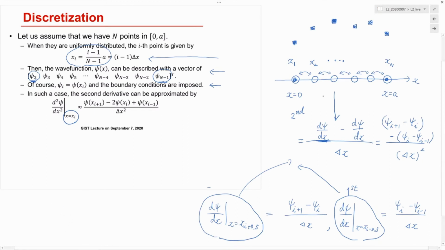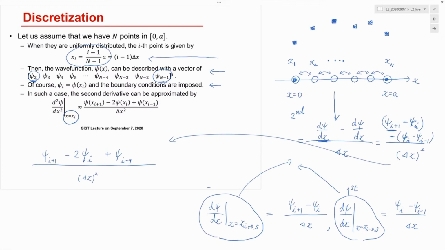Then this one gives us delta x squared appearing here, and psi I plus 1 comes from this first term, and here we have minus psi I once and minus psi I twice. So we have minus 2 psi I, and finally here we have psi I minus 1. That is regarded as the second order derivative of our wave function.